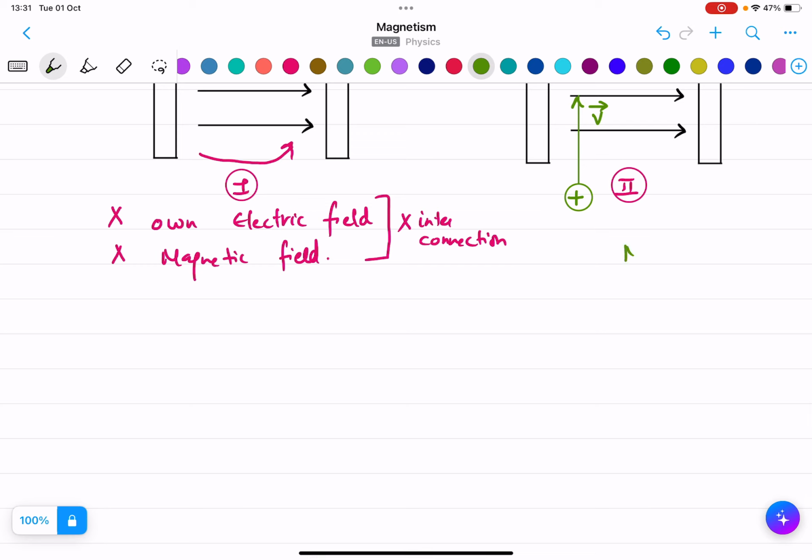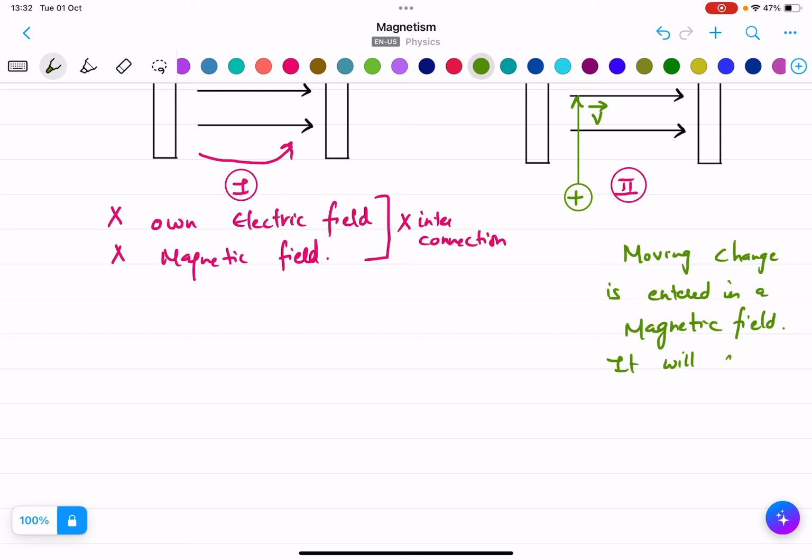So I'm writing here, when a moving charge enters a magnetic field, it will deflect and will experience magnetic force. Okay, so what will happen?